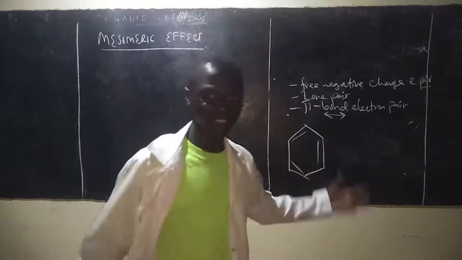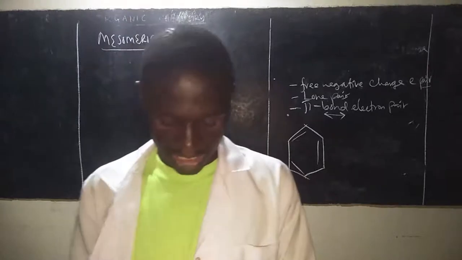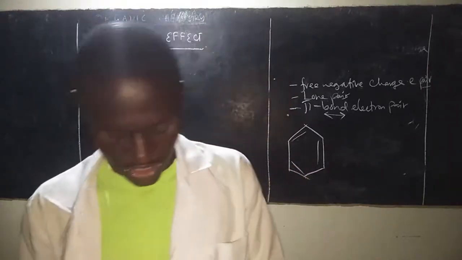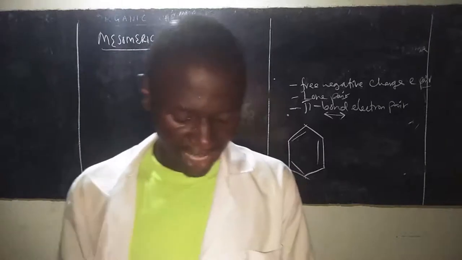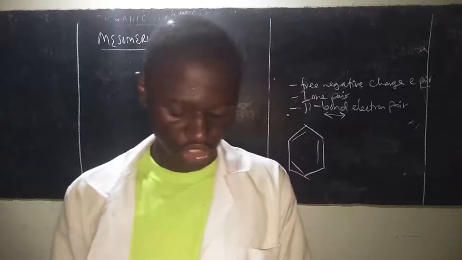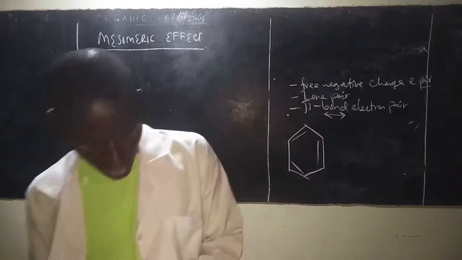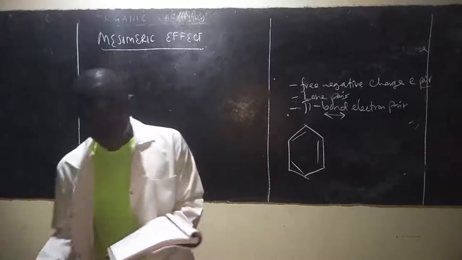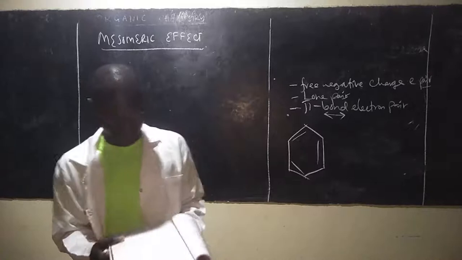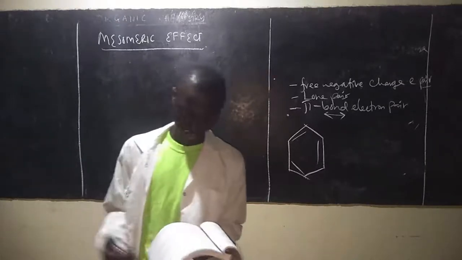So kwanza mesomeric effect, remember tulisema ni just an imaginary process. It doesn't exist in real life. So if the sigma bond were involved in the mesomeric movement, it would result in the molecule breaking into fragments, thereby destroying the molecule itself. So what are the conditions now which favor the mesomeric effect? There are three conditions which favor mesomerism of electrons.